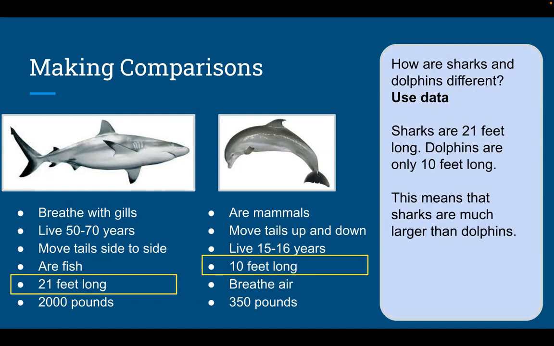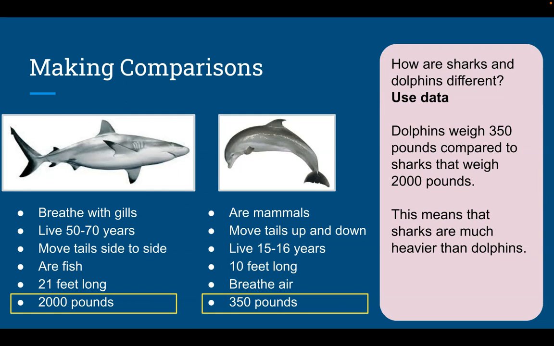I could also compare their length. So again, I'll provide the data of the characteristic that's the same. So sharks are 21 feet long, dolphins are only 10 feet long. Then I need to explain what that means. This means that sharks are much larger than dolphins.